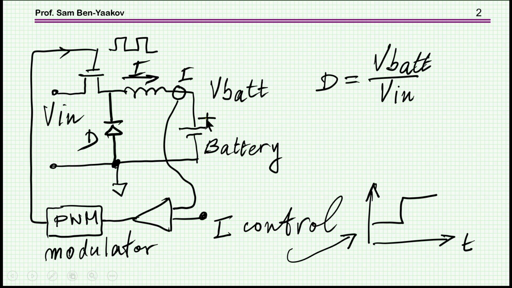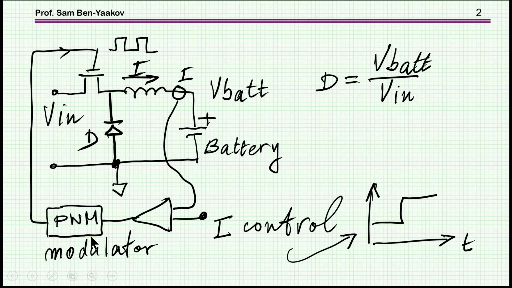This is the battery, this is the buck converter, V-in, the diode, inductor, and in order to control the current, we measure the current, compare it to the control signal of the current, and generate the PWM. Here are the pulses running the circuit. Now suppose I have a certain level of control signal here, like this, and there is a current.